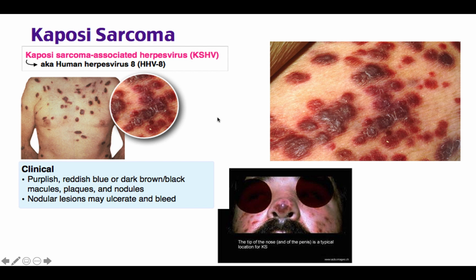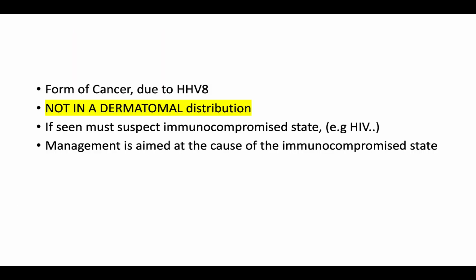If you see this in someone, maybe this is the initial presentation, but it's usually not the initial presentation. This is a patient that you know has HIV and then has this rash. You can say this is Kaposi sarcoma, which is HHV8. It's a form of cancer. It is not in dermatomal distribution. You must suspect an immunocompromised state. If you see it, as we said, you must immediately think, is this Kaposi sarcoma. Except this patient had HIV and maybe he did not know.